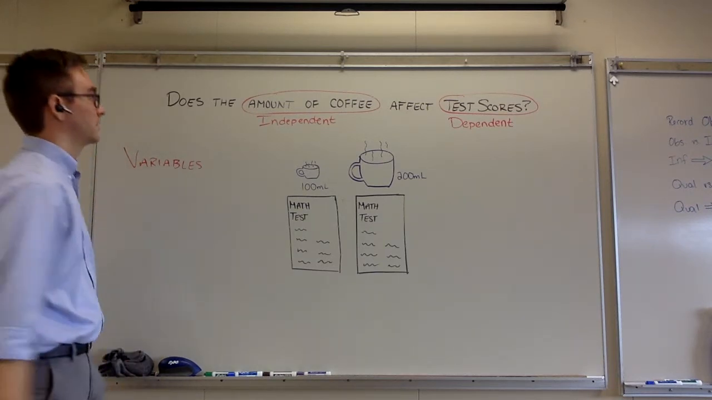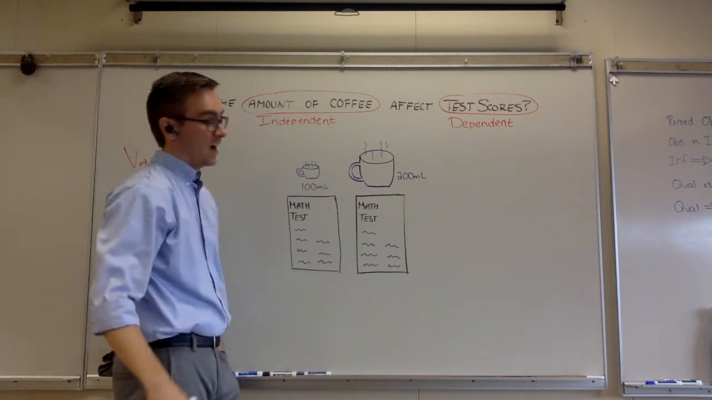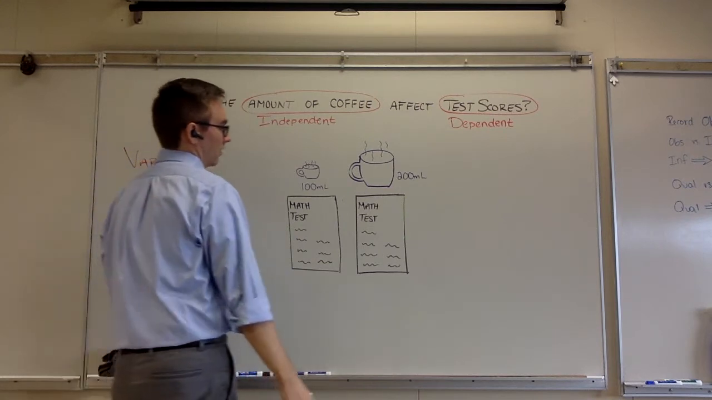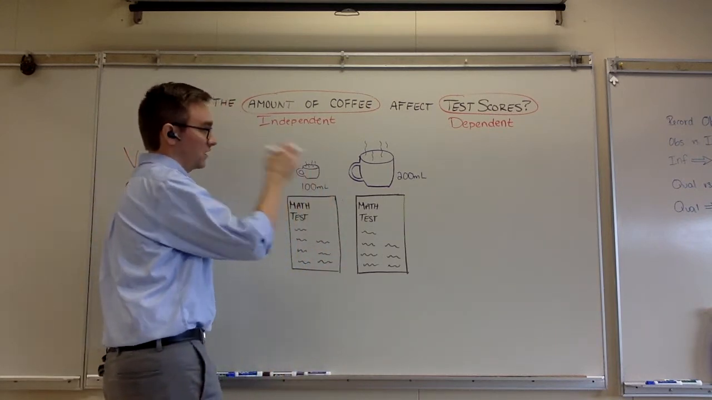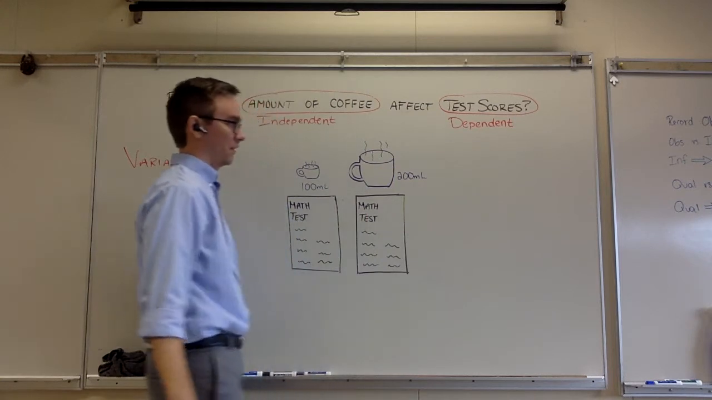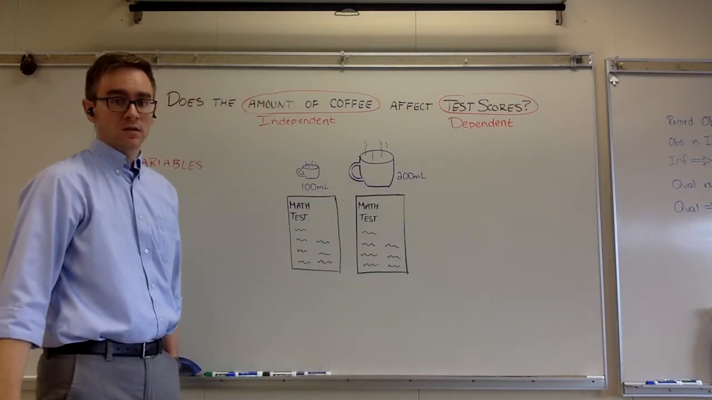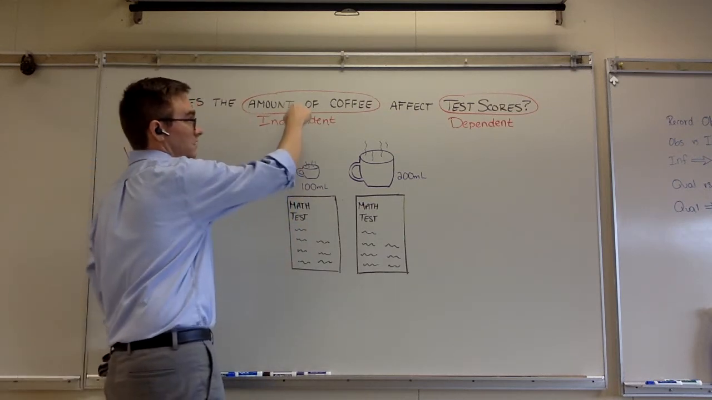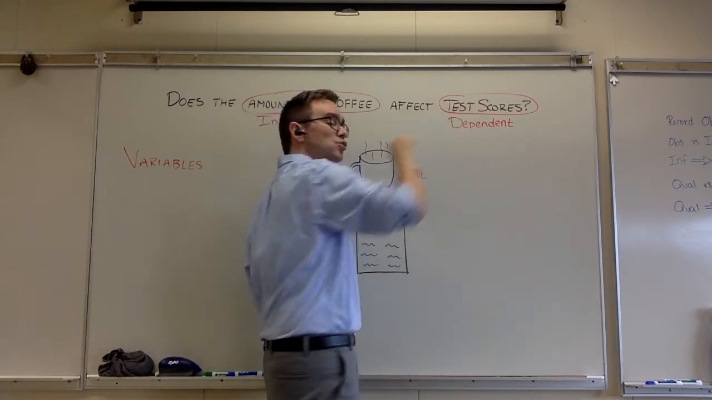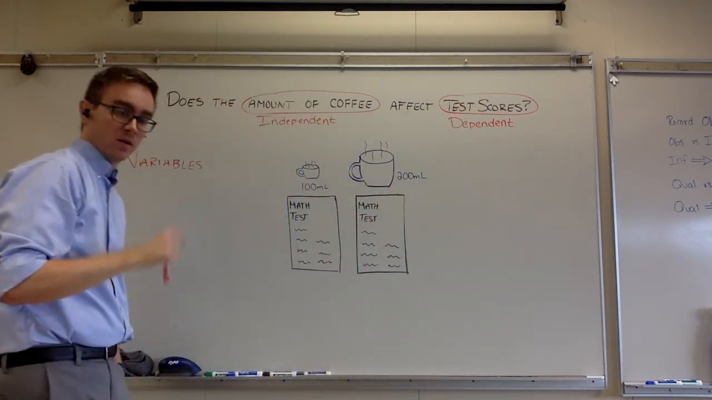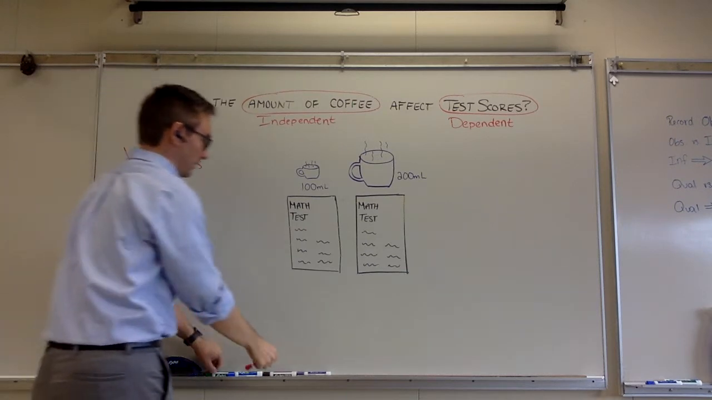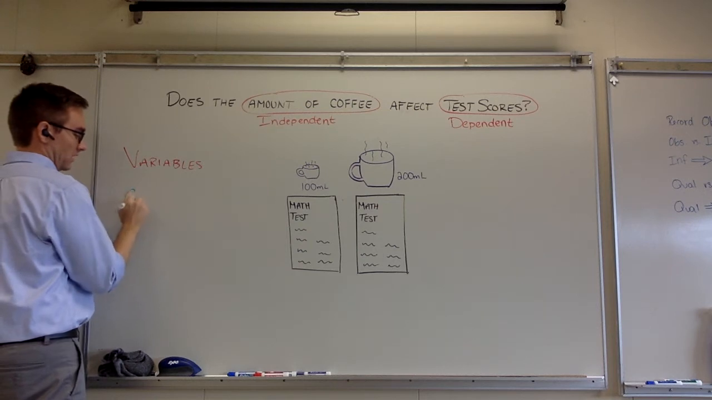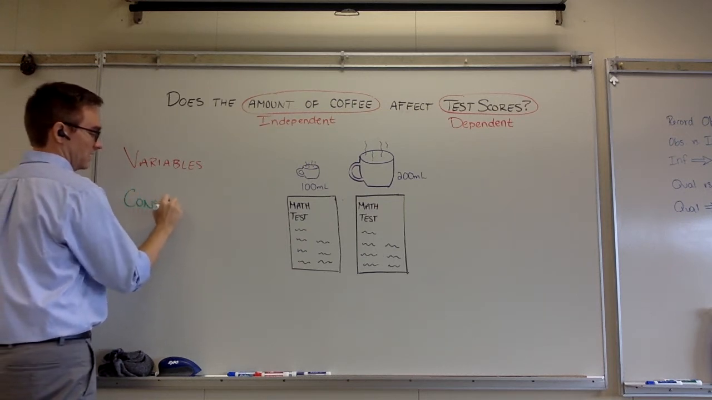Now, one thing I notice is the amount of coffee that I'm testing. I am not testing different types of coffee. In this case, I set this up where I'm drinking 100 milliliters of coffee and 200 milliliters of coffee. That's different amounts. Everything else in the experiment that's not the amount of coffee or the test scores should stay the same. And anything that stays the same in an experiment is what we call a constant. A constant is what stays the same in the experiment.